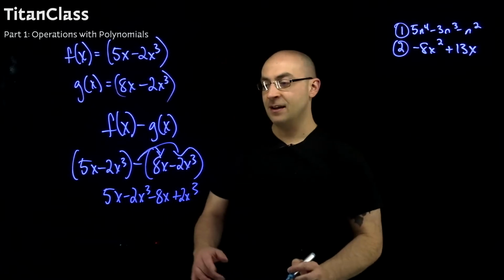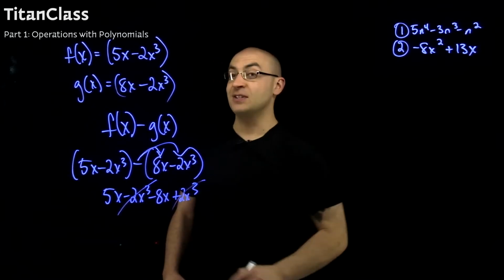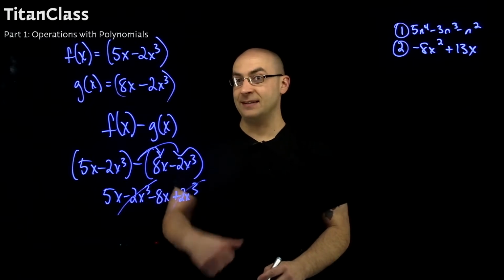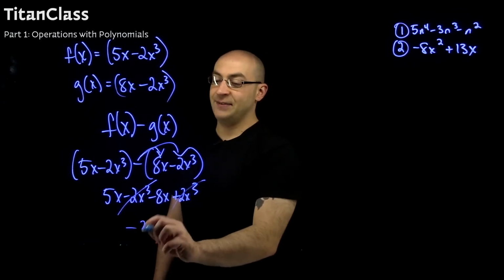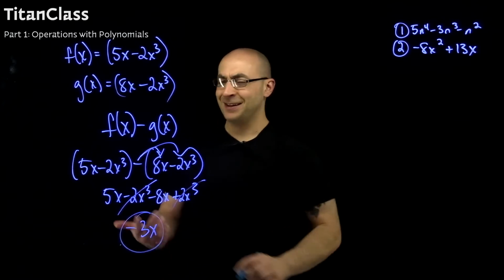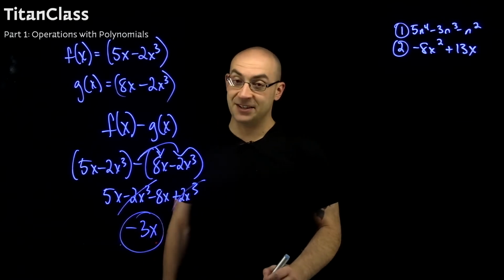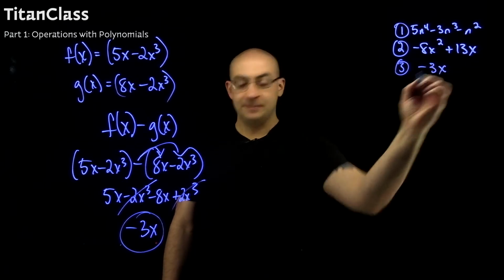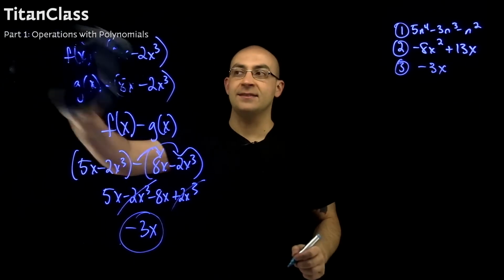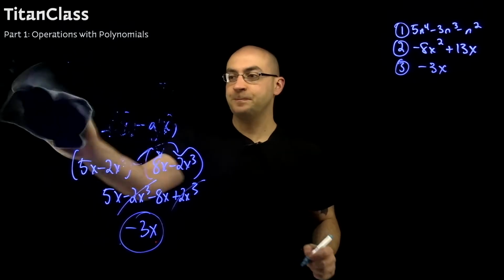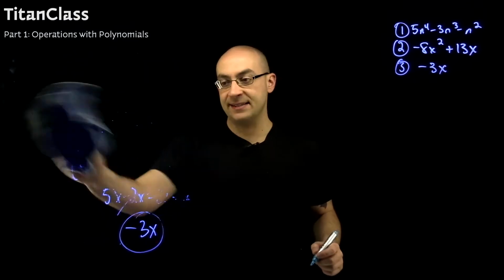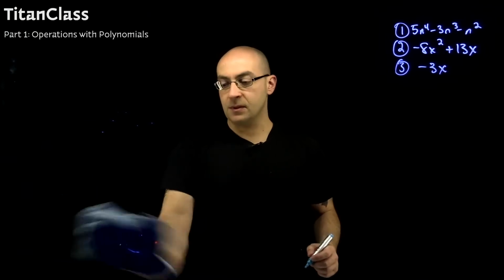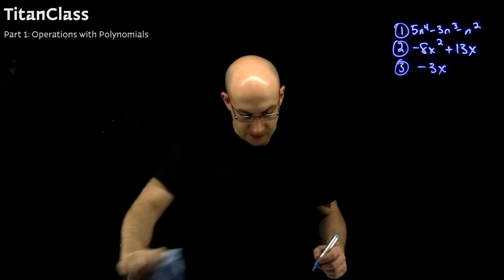It's going to be interesting. Both of the 2x to the thirds cancel because there's a minus and a plus. So then I just have negative 3x, which is the final answer. No need to reorder, obviously, because it's already one term. So number 3 is going to be negative 3x. And that sometimes happens where a lot of the stuff cancels out. Just be careful there. Okay, 2 more in this set, then we'll move on to multiplication, which is actually very easy.